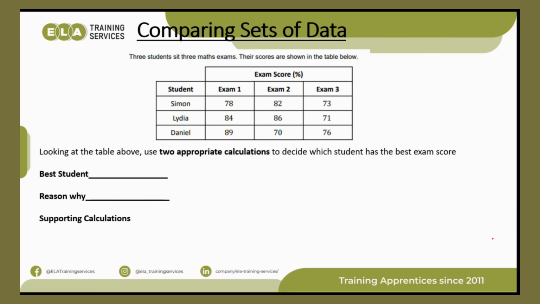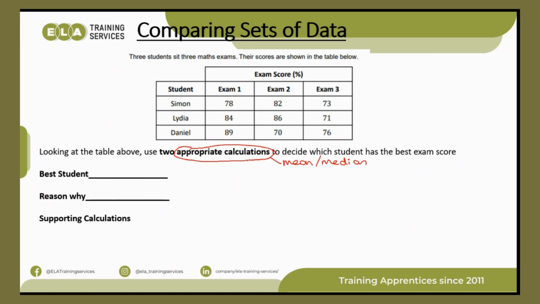Sometimes the exam might tell us to compare data without any indication of what we should do, but it might give us a hint to use any specific appropriate calculation. What I would always say, the nicest ones to use are mean and median. So let's have a look at the question. 3 students sit 3 exams. Their scores are shown in the table below. Use 2 appropriate calculations to decide which student has the best exam score. So we need the best student, our reason why, and our supporting calculations.